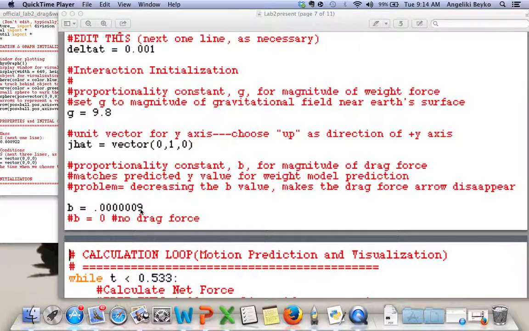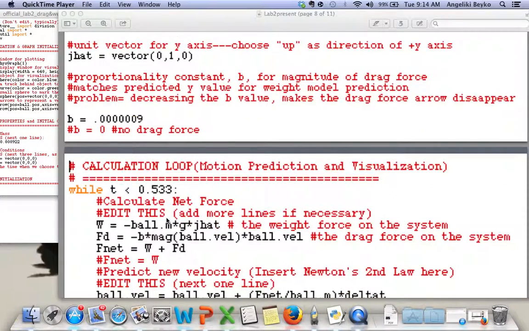This is the proportionality constant. Now I originally had it at 0.0017, and I could see the arrow for the drag force, but when I made that the proportionality constant what it's supposed to be, which I calculated from the tutorial from this week's lesson, then I noticed that arrow disappeared. So I'm not sure why this happened, but we'll try to get into that later.